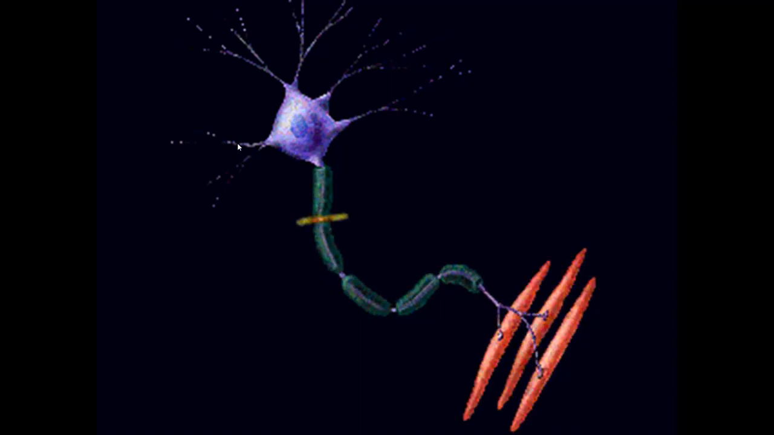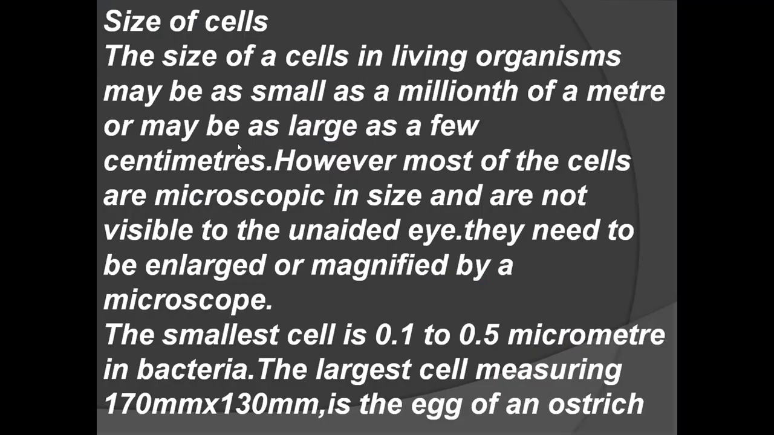Components of the cell are enclosed in a membrane. This membrane provides a shape to the cell. Cell wall is an additional covering over the cell membrane in plant cells. Let us move on to the size of cells.